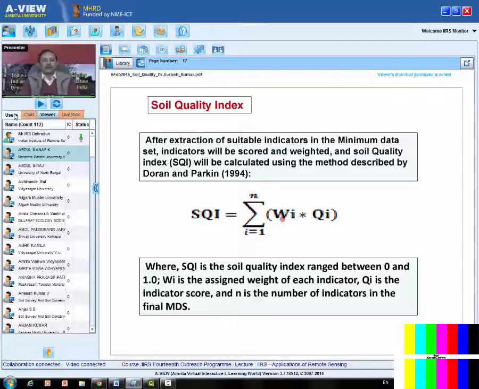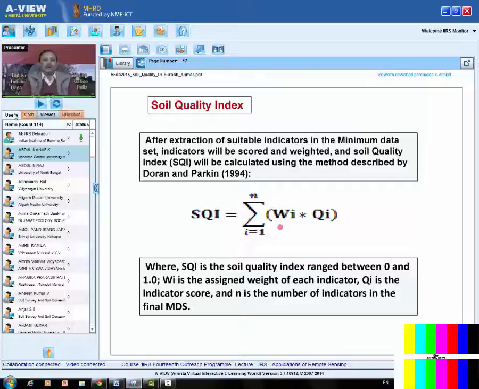Here, then we give weightage of that one. For each characteristic, we give weightage, and then we give the score. Q means score. How are you giving the weightage? Weightage is given with the help of the AHP, analytical hierarchy process. For example, suppose I am giving the weightage maximum to the organic matter, second pH, third texture, fourth soil depth.